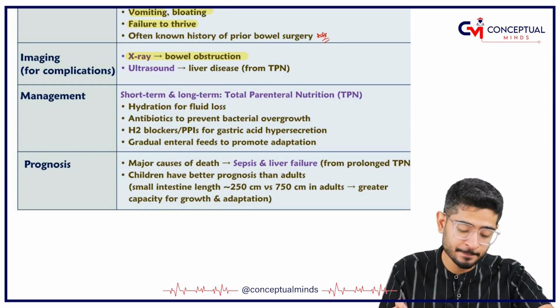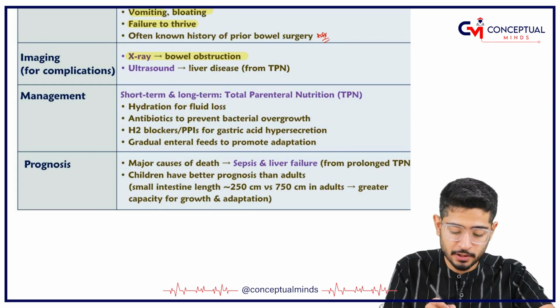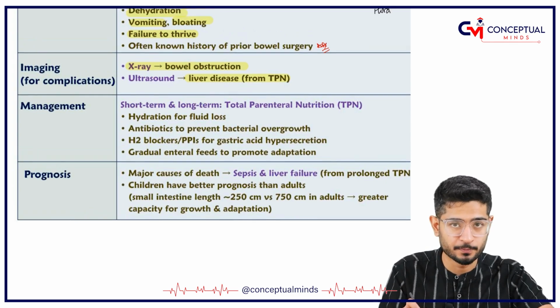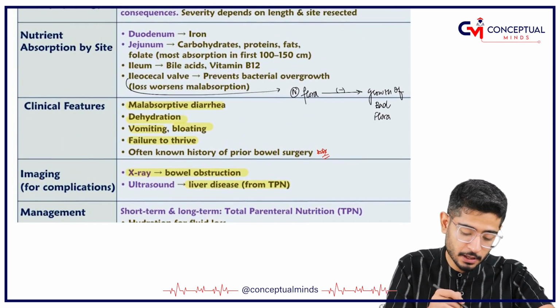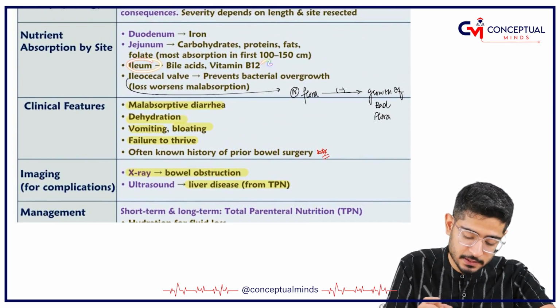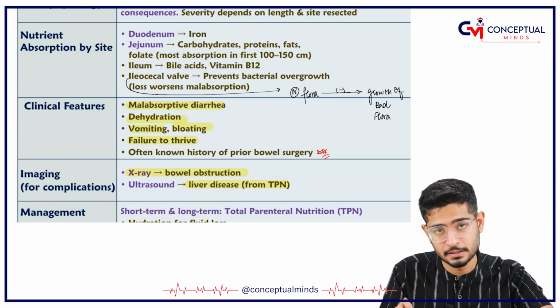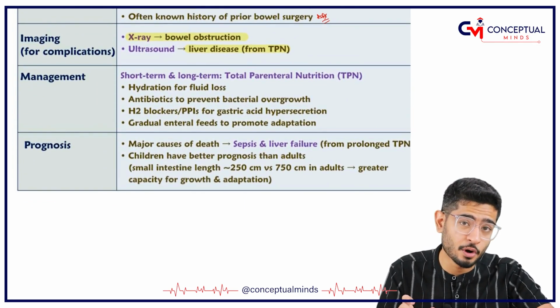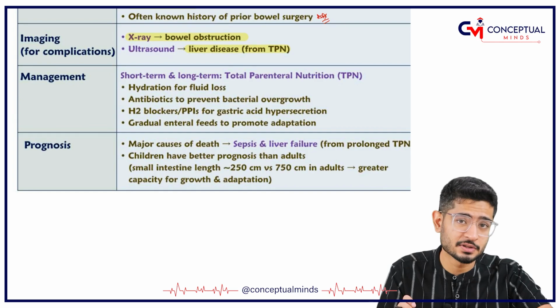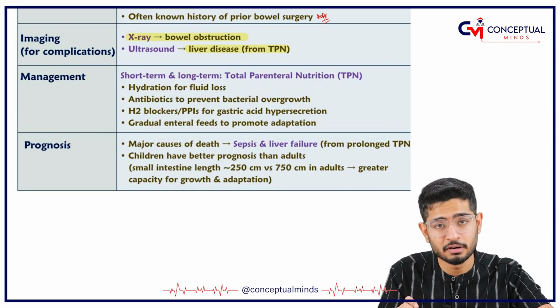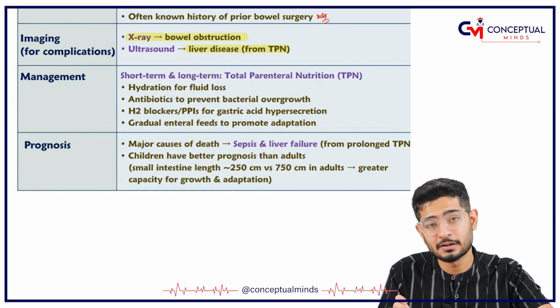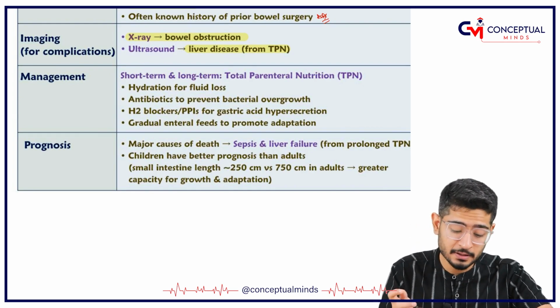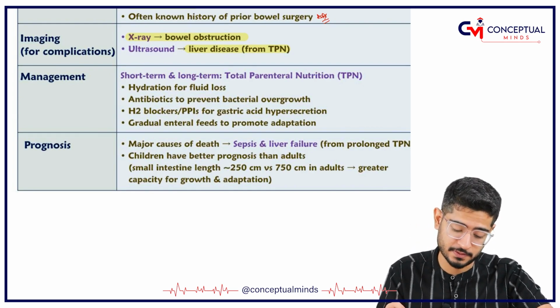And in USG, we have to check for liver diseases also. Why? Because if you remember, I have told you that the ileum is responsible for B12, but it is also responsible for the absorption of bile acids. Since bile acids are not getting absorbed, not getting into circulation, they are going to accumulate in the liver. If the bile salts accumulate in the liver, that can cause liver problems.